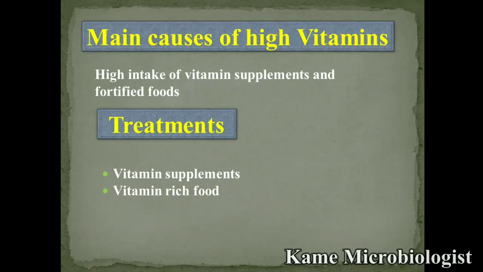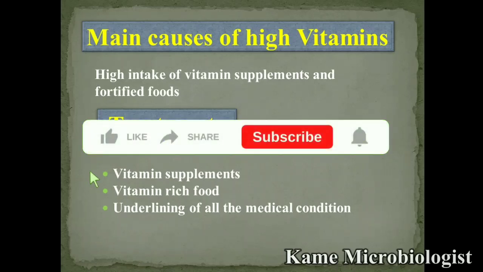Vitamin-rich food is necessary when the vitamin level gets low, and it should be avoided when the vitamin level gets high in the body. Then we have the medical conditions. We already talked about the different diseases caused by high and low vitamins. If we control those diseases, we can also control and maintain the level of all the vitamins. So this is all about the vitamin profiles.